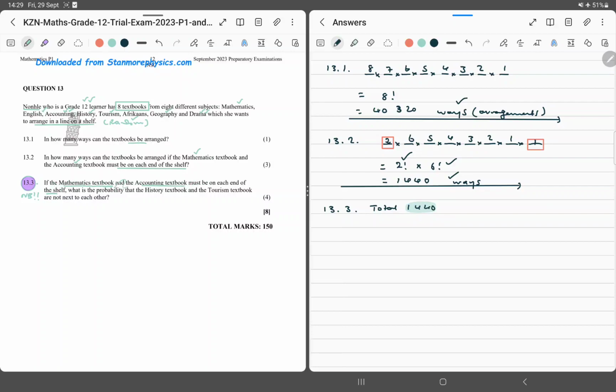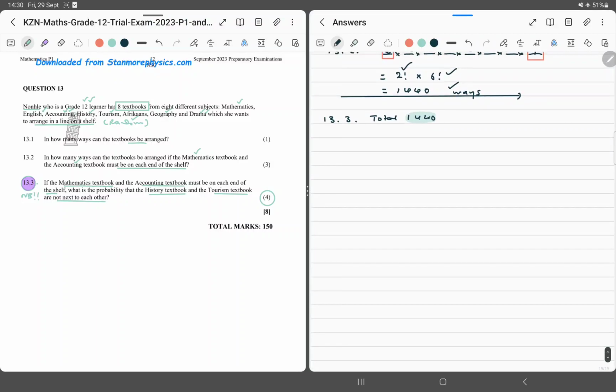Now, if the mathematics textbook and the accounting textbook must be on each end, as was the case, what is the probability that the history textbook and the tourism textbook are not next to each other? Okay, so here let's do the gymnastics. You can see this one is a higher grade question again, so we end with a bit of tears. Now let's start looking at when these ones are next to each other.